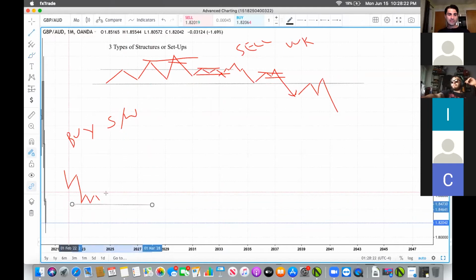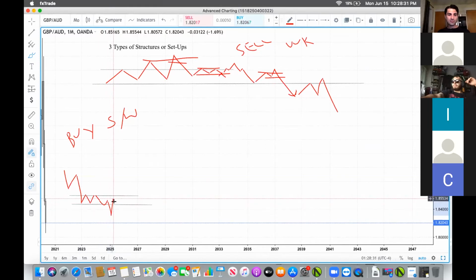And then you get this nice little consolidative range. And then this is what you get. Boom, fake out. Close back, retest. London flush. Impulsive move to the upside. This is what we call our accumulation zone.